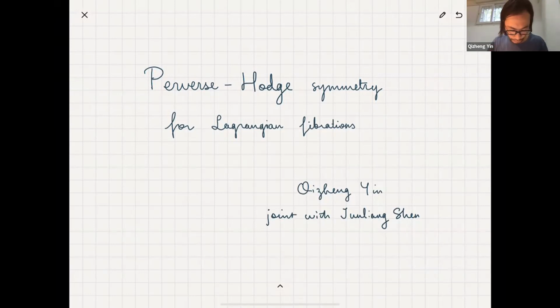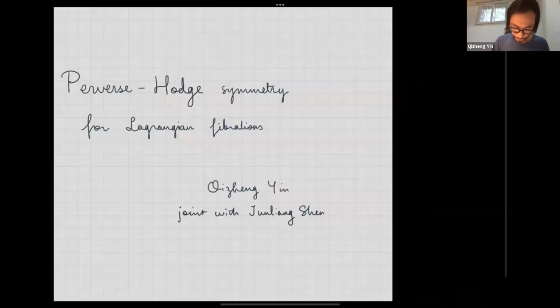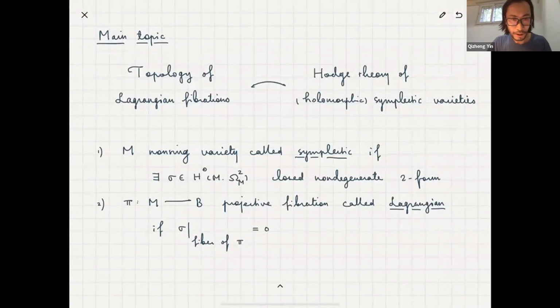Today I'd like to talk about a curious symmetry we discovered for Lagrangian fibrations and the various ways to explain it. This is all joint work with Junliang Shen. The starting point of the story is that we're interested in two things and we want to relate them. The first is the topology of a Lagrangian fibration, and the second is the Hodge theory of symplectic varieties, where by symplectic I mean in the holomorphic sense. I want to relate the two sides, one topological, the other Hodge theoretic.